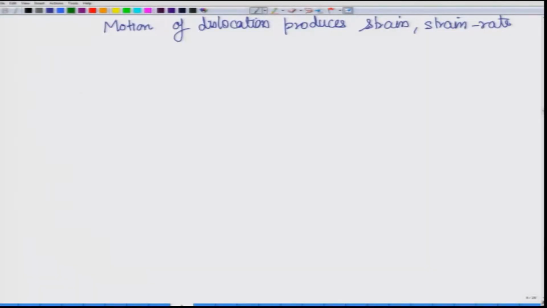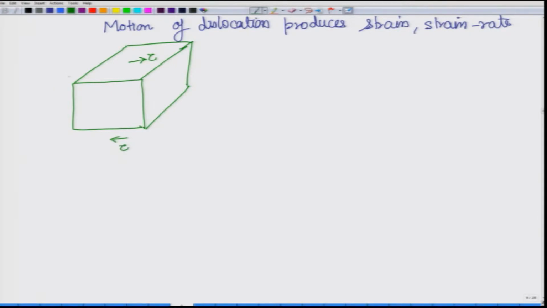So, what is this simple model? We assume that we have a rectangular block where all the dislocations are aligned along one direction, although we will assume that there are positive as well as negative. There is a shear stress acting like this. This is the length L along which we will assume all the dislocation lines are located. This is height h, and we call this width as distance t.